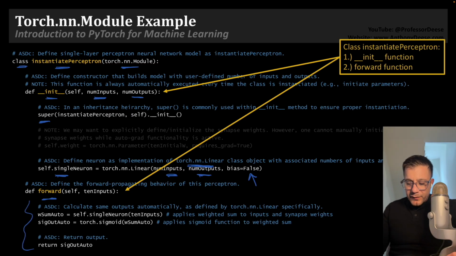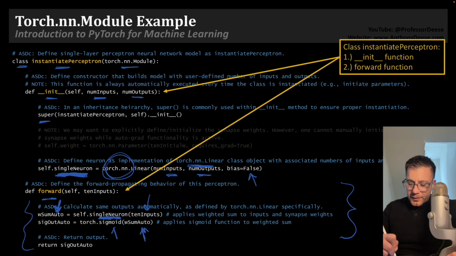Then down here, we define the forward propagating behavior of the perceptron. So up here, we define the structure of our neuron, and down here, we define the input-output relationship. So we call the single neuron attribute, right? We define this attribute up above, we call it down here, we supply the inputs to it, it yields the weighted sum, we take that weighted sum, we apply it to the sigmoid function, as provided by the PyTorch library, it generates an output, which we then return.